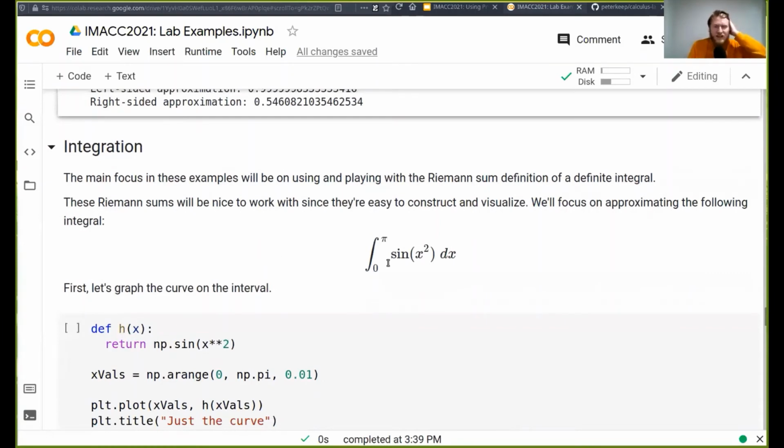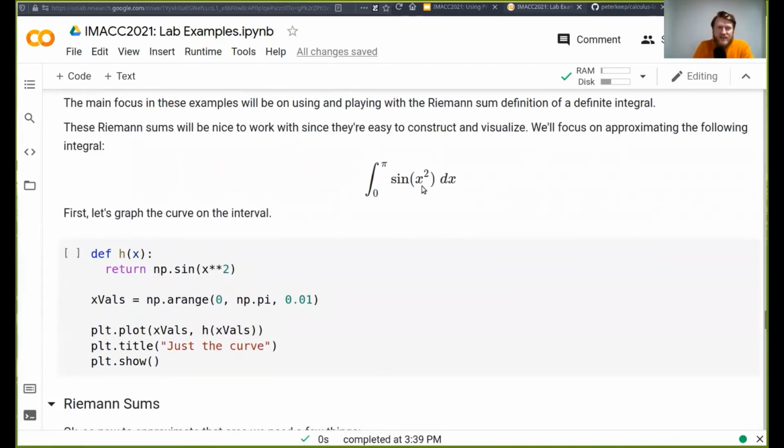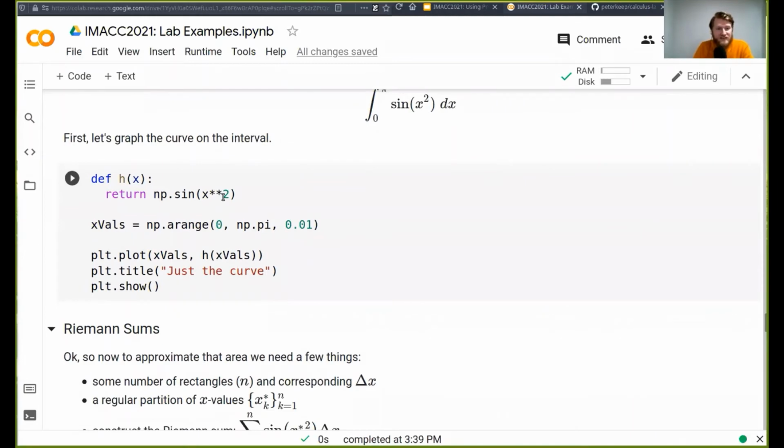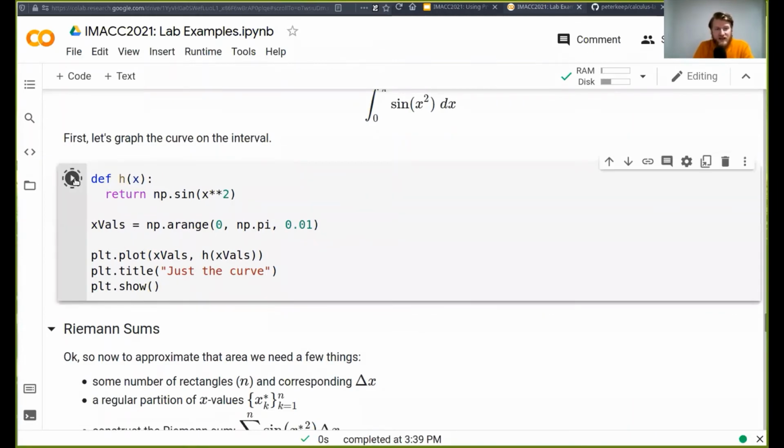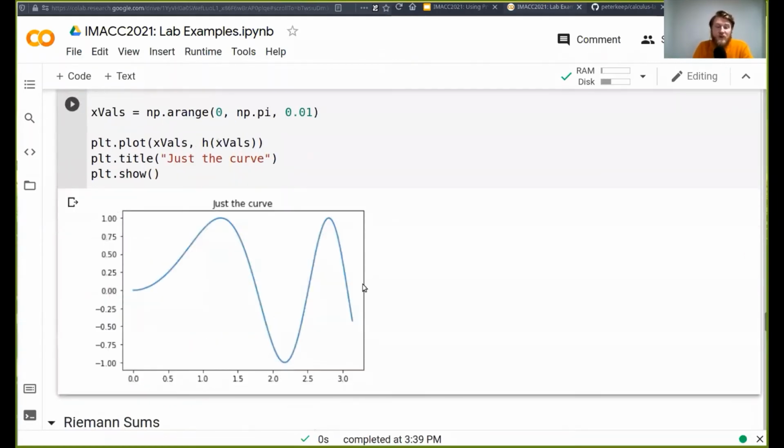Integration is fun. Like I said, I like giving my Calc 1 students this Riemann sum to construct, sine of x squared, because that's not something they can easily use the fundamental theorem of calculus for. So we'll build the sine of x squared function and plot it, see what it looks like. There's no axes on here, which sometimes is helpful, sometimes not.